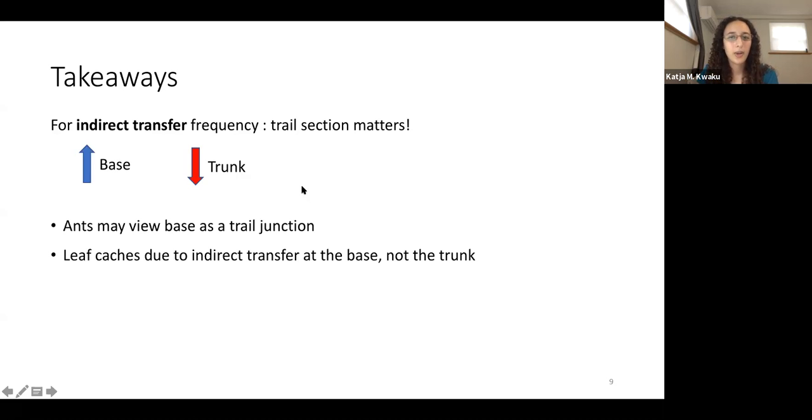And then also, even though we didn't find any significant differences with direct transfer, we did see direct transfer on the trunk at 8 out of our 10 colonies that we surveyed. So we know that direct transfer on the trunk exists, which was pretty exciting to us since, to our knowledge, this has not been explicitly discussed before. We were really nervous that the ants would just not transfer on the trunk at all, since we hadn't read anything about it in the literature when we were planning and preparing for this project. So that was exciting.